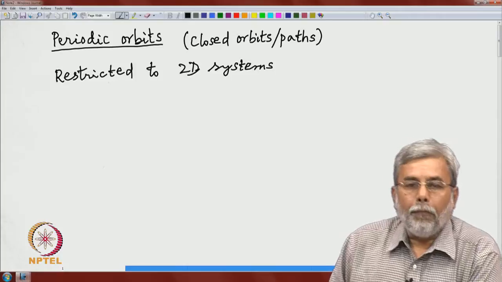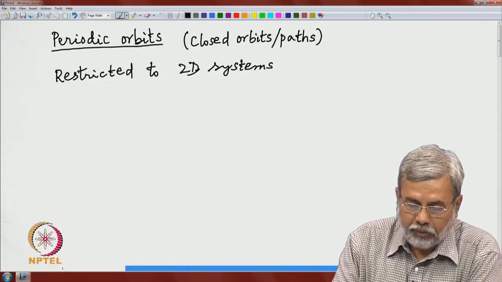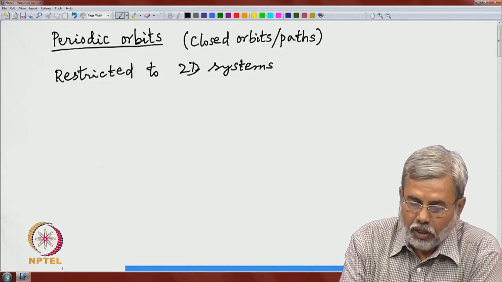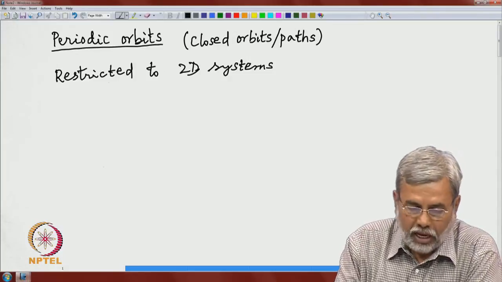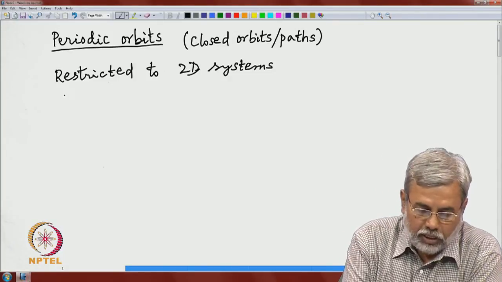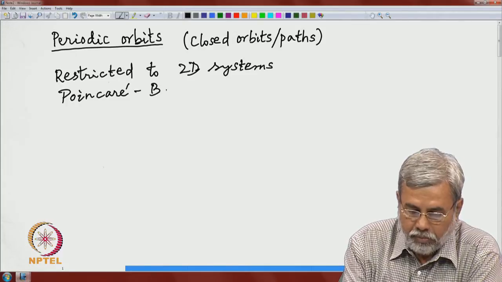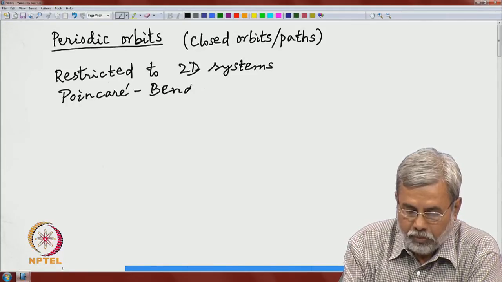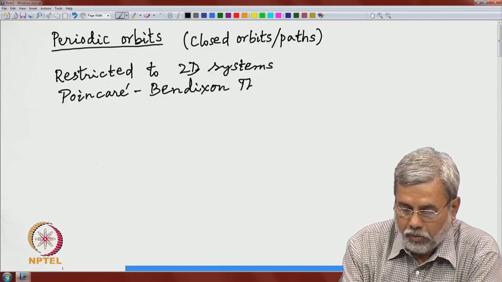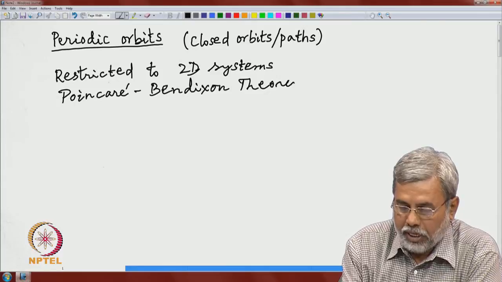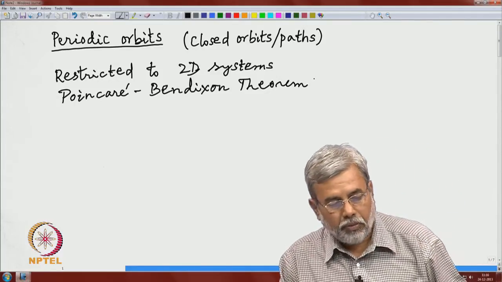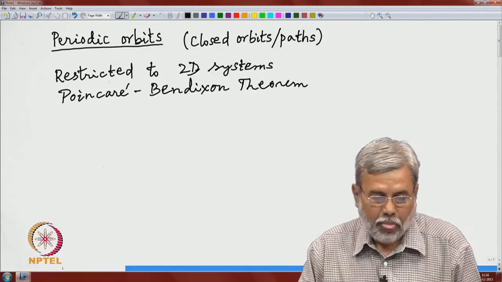The main, important theorem with regard to 2D autonomous systems is the celebrated Poincare-Bendixson theorem, which will be coming more or less at the end of this hour.